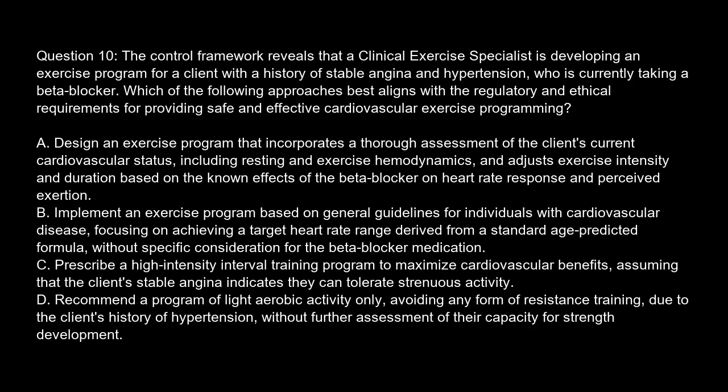Option B. Implement an exercise program based on general guidelines for individuals with cardiovascular disease, focusing on achieving a target heart rate range derived from a standard age-predicted formula without specific consideration for the beta blocker medication. Option C. Prescribe a high-intensity interval training program to maximize cardiovascular benefits, assuming that the client's stable angina indicates they can tolerate strenuous activity. Option D.